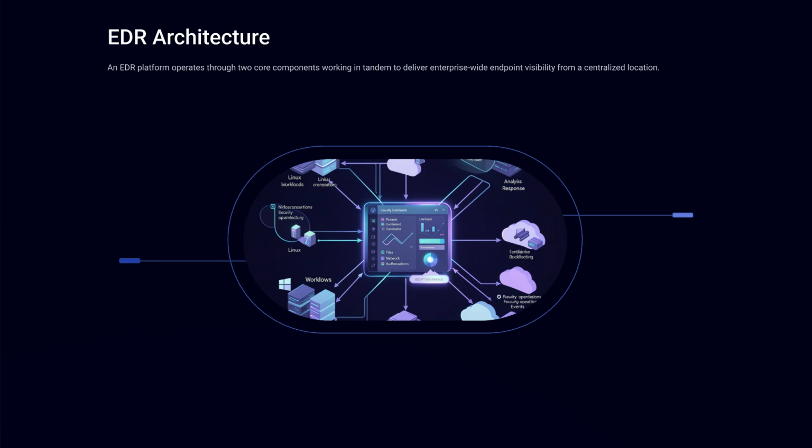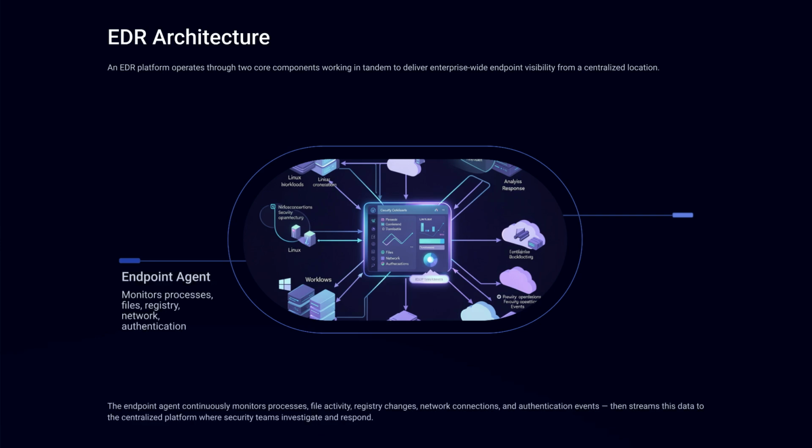An EDR platform is comprised of two core components working in tandem. The endpoint agent monitors processes, files, registry, and network activity on the device. It streams this data to the central EDR platform, which aggregates telemetry for analysis, investigation, and response.